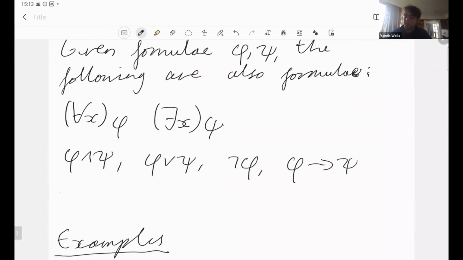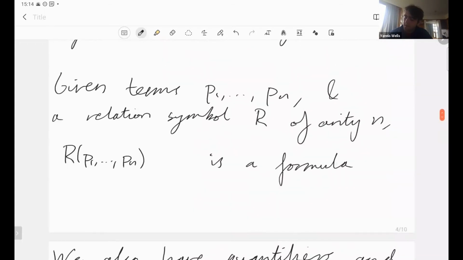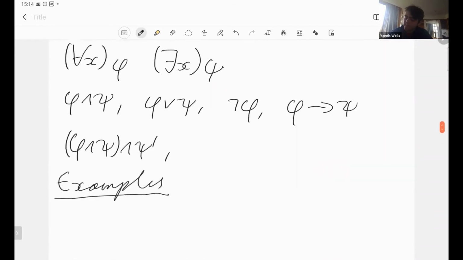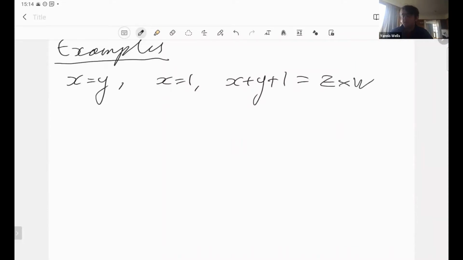So, for example, I can have phi and psi and psi prime. Oh, I should also say that when we have a relation symbol, we can also have equals. So we can also have P1 equals P2. That's a formula. So for some examples, if again we're going to the language of fields, I can have x equals y. I can have x equals 1, x plus y plus 1 equals z times w. These are all formulae.